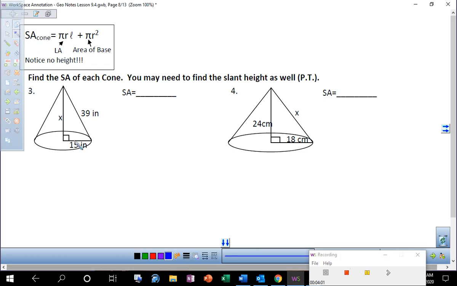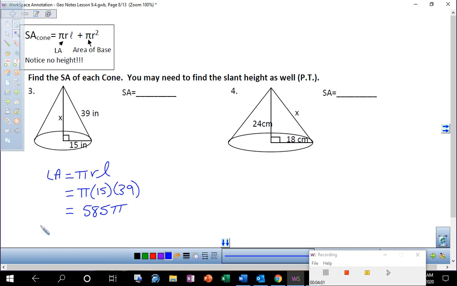Alright, so for our first part of our surface area, which is the lateral area, we need pi r L, and pi r is 15, lateral area is 39. So when I multiply those together, I'm just going to leave it in terms of pi for now. So 15 times 39 should give you 585 pi. There's our lateral area.